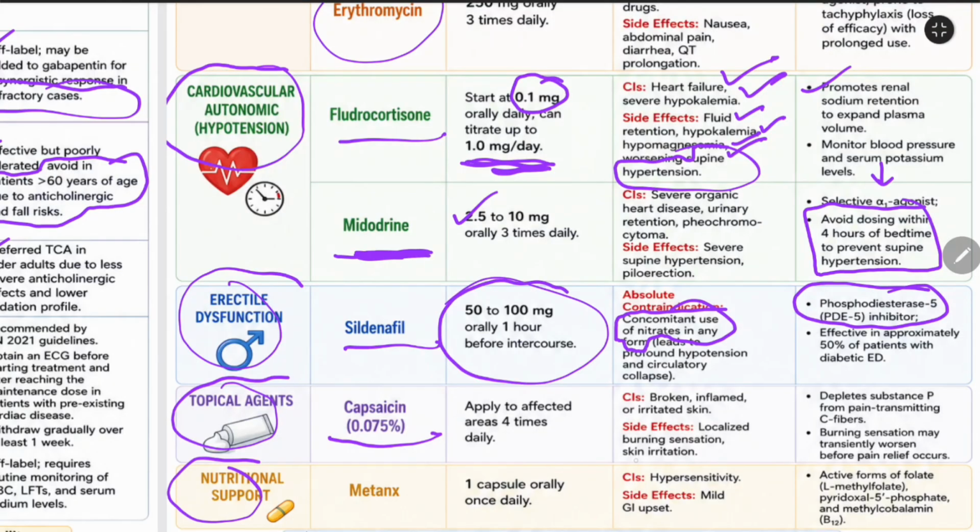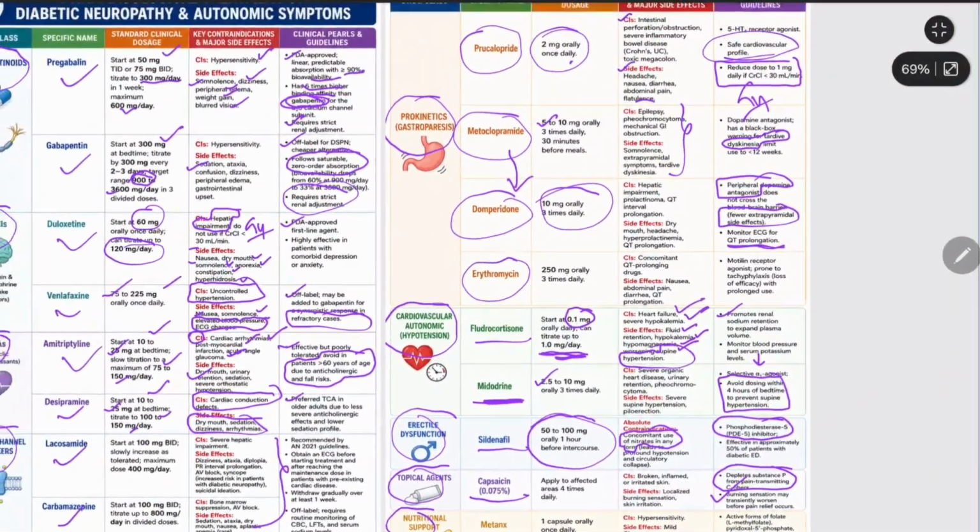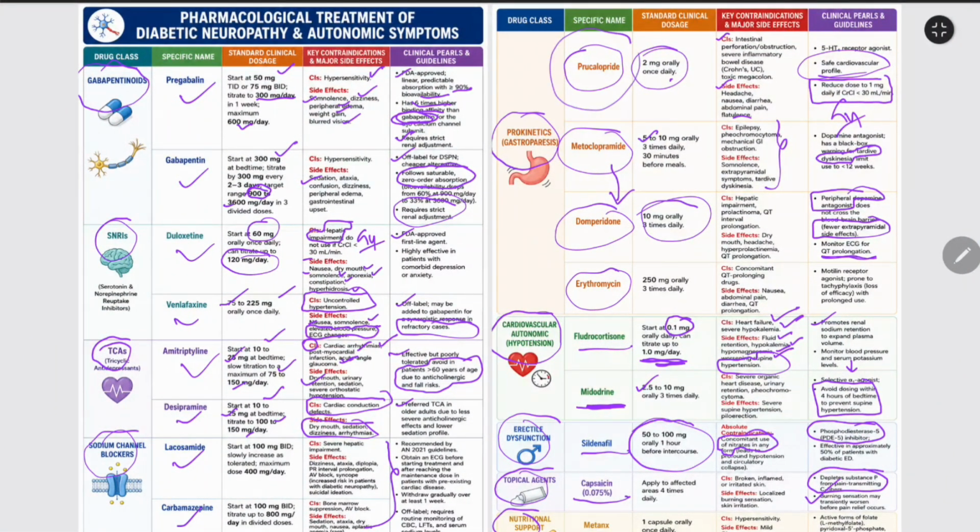Capsaicin, you already know, depletes substance P from transmitting C fibers, and the burning sensation may transiently worsen before pain relief occurs. Okay, that's about the drugs. Just remember the names. Prucalopride is a very important drug for gastroparesis, and fludrocortisone can cause hypertension with hypokalemia, supine hypertension. Sildenafil is very commonly used for erectile dysfunction, but should not be used in patients taking nitrates. Pregabalin and duloxetine are important drugs.